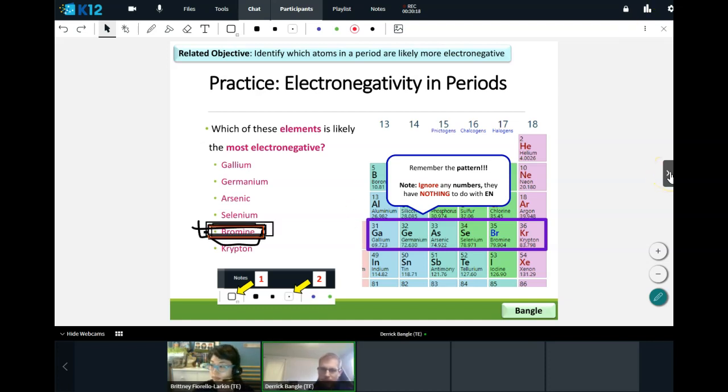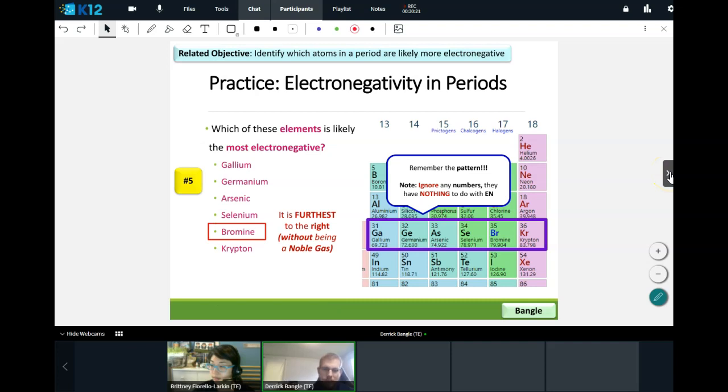All right, we'll go ahead and pause that. And yeah, good job, guys. You did not get tricked by our trick question. Bromine is the furthest to the right without being a noble gas. So therefore, it should have the highest electronegativity out of all of these. All right, go ahead and mark bromine for number 5 in your notes. And once again, raise your hand when you're ready to move on.